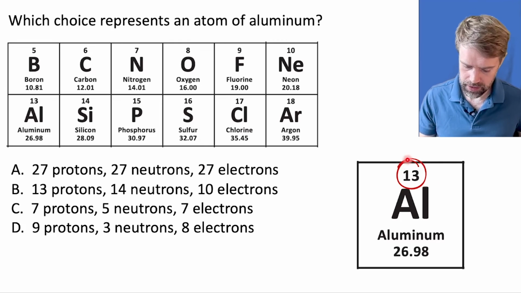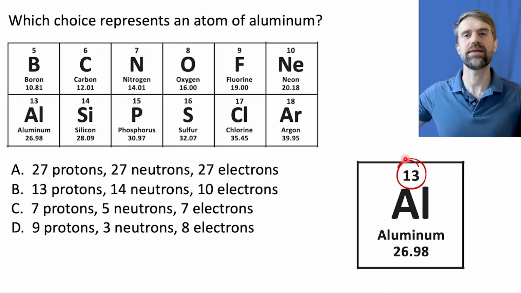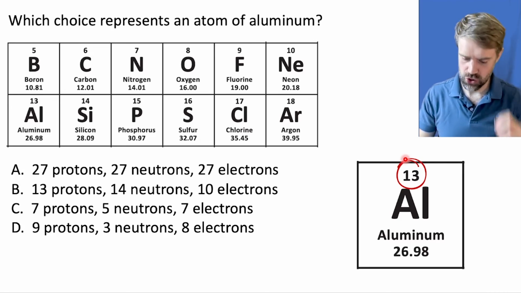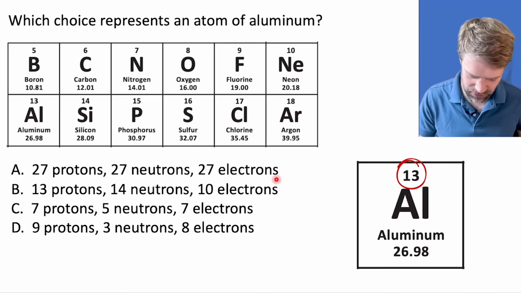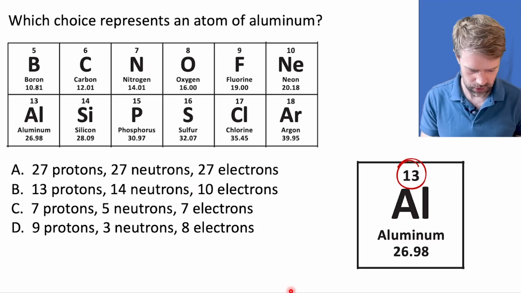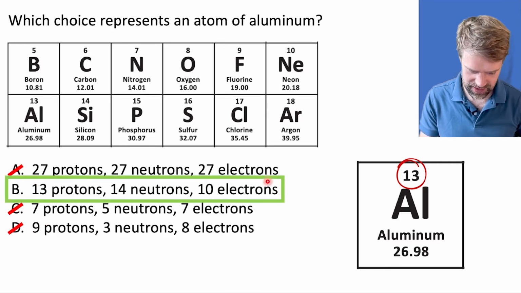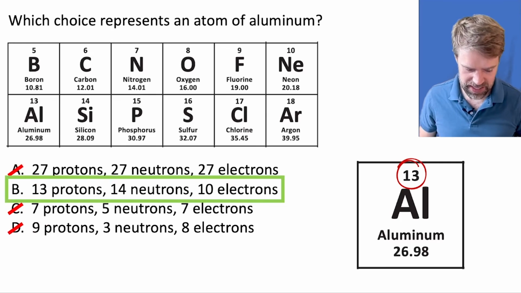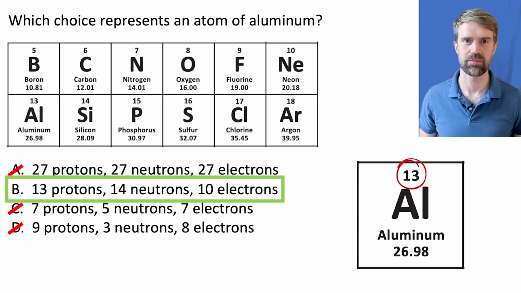Remember, it's the number of protons, the atomic number, that determines the element. Aluminum is atomic number 13. So every aluminum atom in the universe has 13 protons. Simple as that. Ignore everything else. It's just there to trick you. And if you look at the answer choices, there's only one of them that has 13 protons. This is our correct answer, B. 13 protons, it must be aluminum.